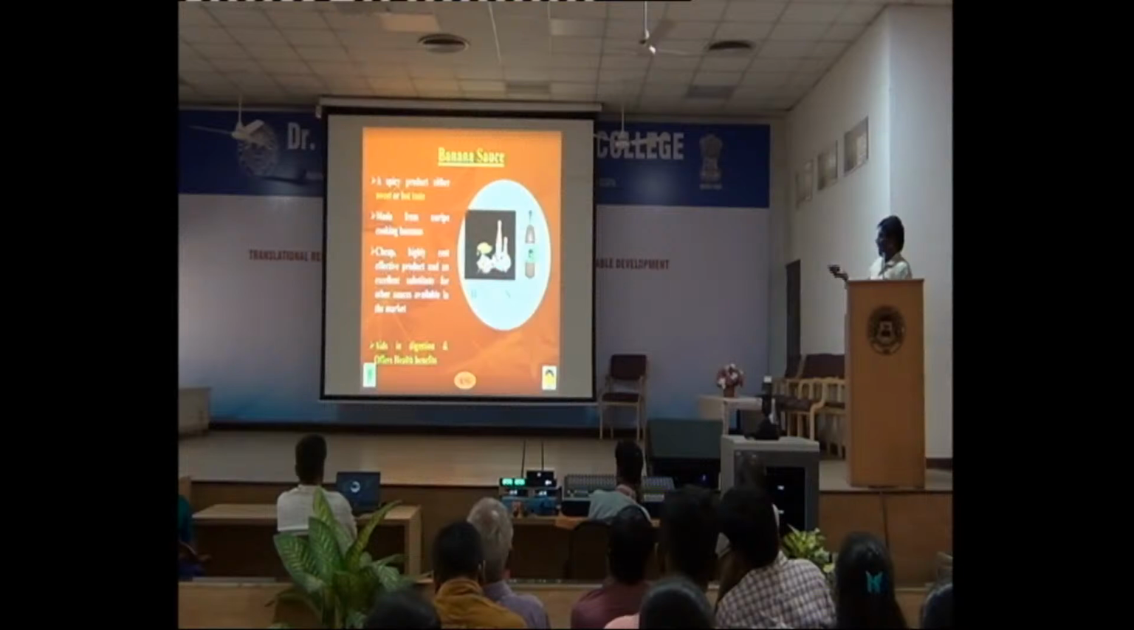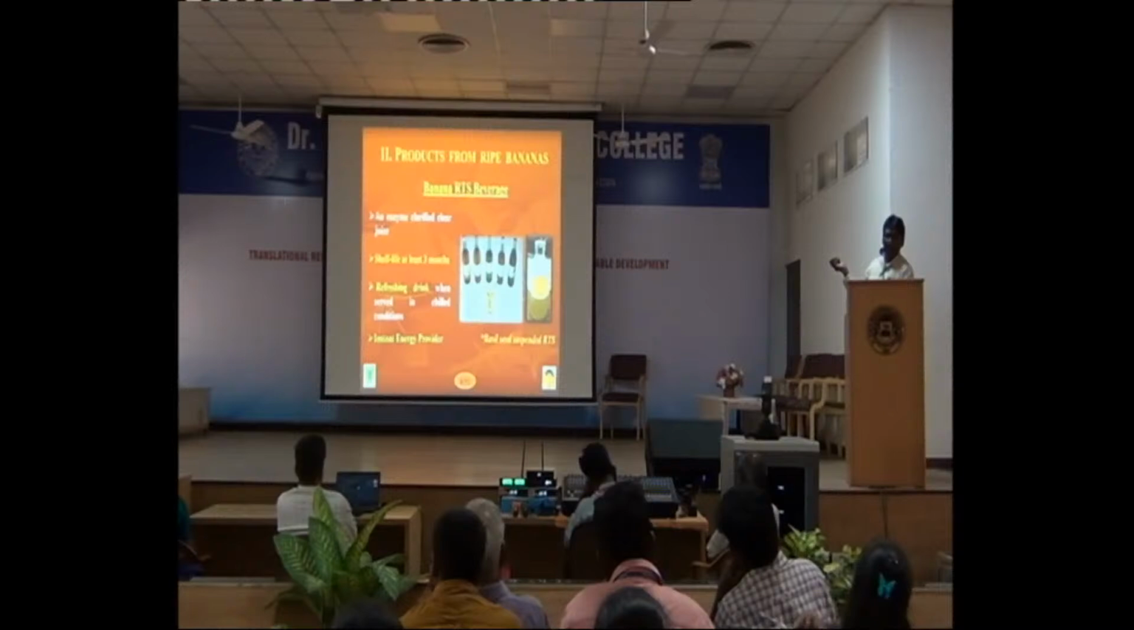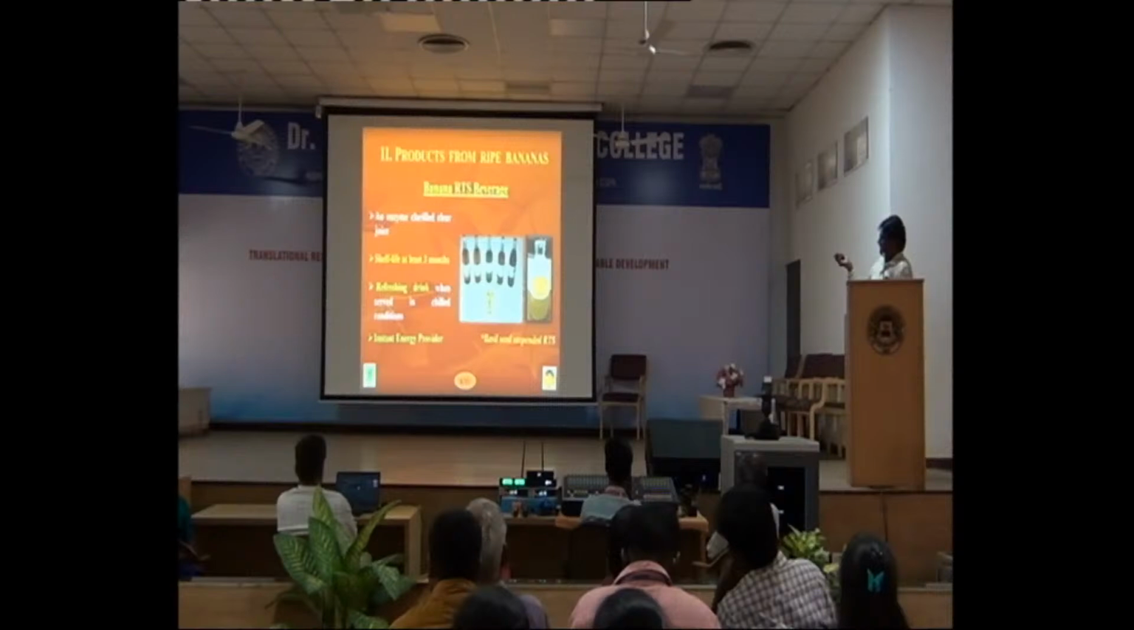From ripe banana, we can also make products. One of them is called basil seed suspended fruit beverage, a banana fruit beverage. Basil seeds are nothing but tulsi seeds, very rich in omega-3 fatty acids and very good as a glucose regulator. So they can be used in a suspended manner in the fruit juice. We can promote this.